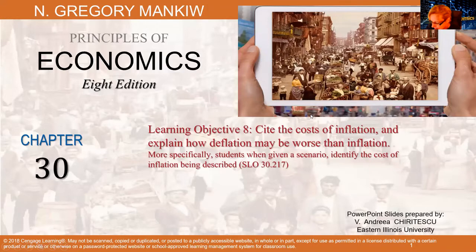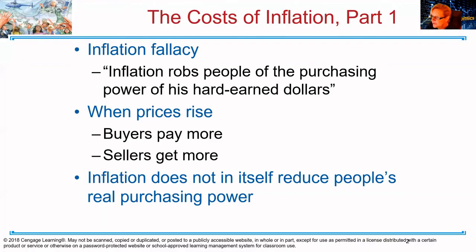Okay, so again, we're going to take a look at the costs of inflation, and then we're going to look briefly at deflation. So again, the inflation fallacy that we talk about robs people of purchasing power of dollars. Again, remember that as the money supply increases, the value of a dollar decreases. Why? Because the price level is going up, and that means we need more physical dollars to make the same amount of purchases.